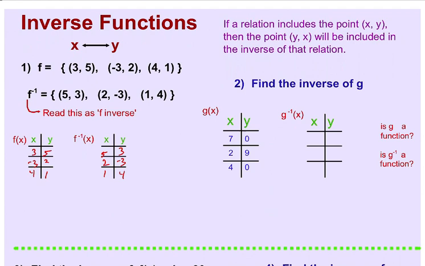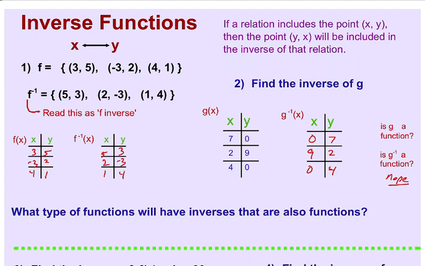Its inverse, on the other hand, would contain the points (0, 7), (9, 2), and (0, 4). Notice that g inverse is not a function. Doesn't mean there's anything wrong with it. But when I tell you the input into g inverse is 0, you would say to me, okay, but I don't know what the output is because it could be 7 or it could be 4. Again, not a problem. There's nothing wrong with an inverse that's not a function. It's just not a function.